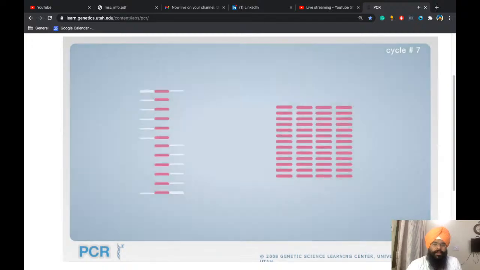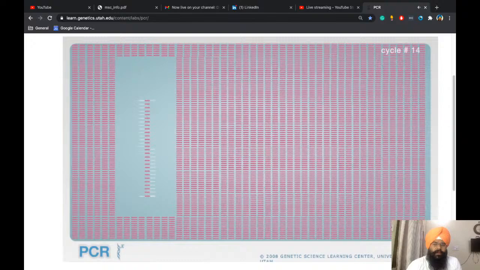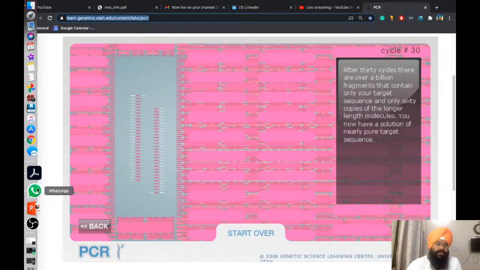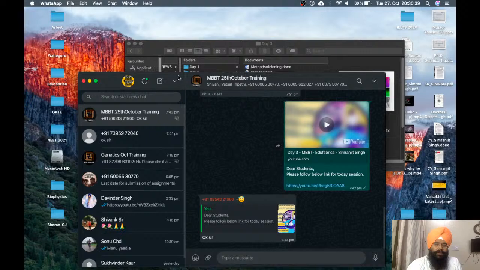We fast forward this. So after 30 cycles, we have billions of copies of our target sequence, and we now have a solution of nearly pure target sequence that we were looking for. I will share this PCR material with you all students.